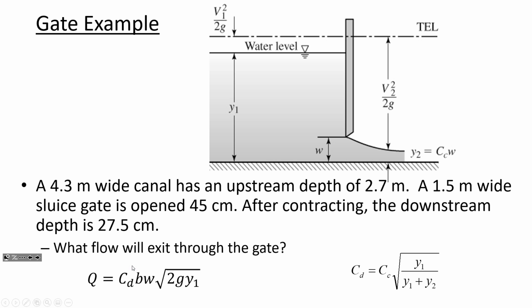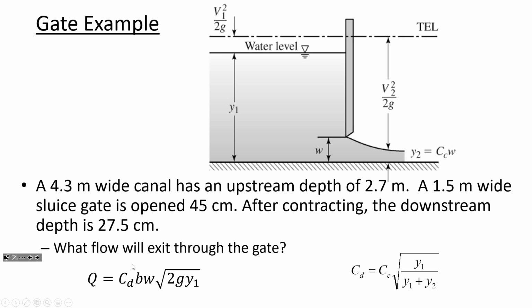But the coefficient of discharge accounts for the energy losses and the effects of turbulence and so on. So the overall flow rate exiting from the gate, Q, will be the coefficient of discharge, 0.5822, times the width of the opening, 1.5 meters, times the height that the gate is open, 0.45 meters, times the square root of 2g times the upstream depth, 2.7 meters. And that's going to give us the flow rate in cubic meters per second.